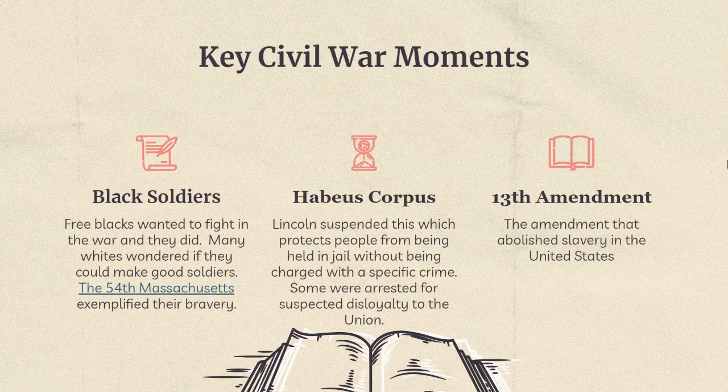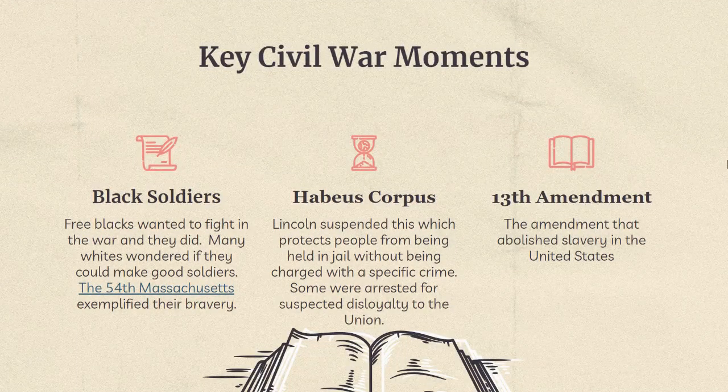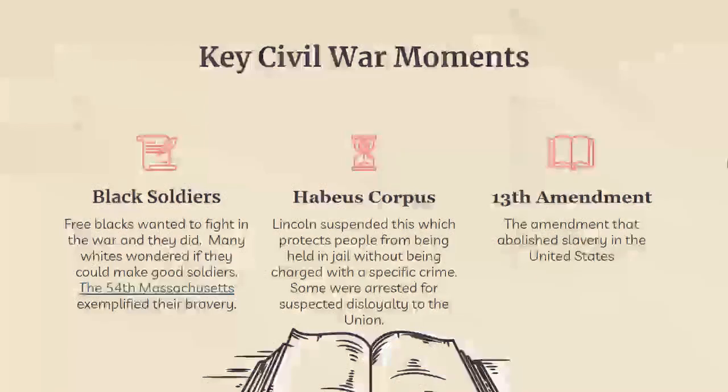Finally, we get to the 13th Amendment. This is happening after the war, and that amendment is what abolishes slavery in the United States. The 13th Amendment is removing slavery from all states, North and South.